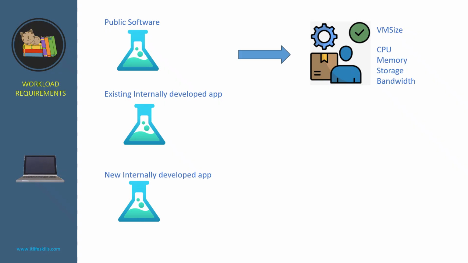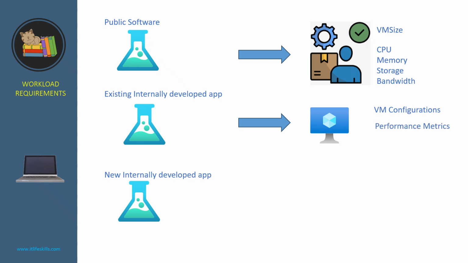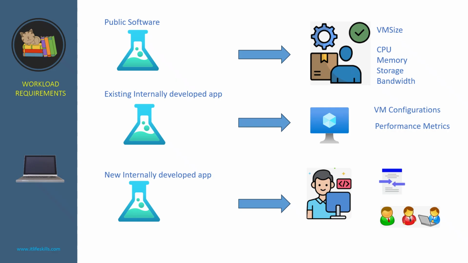If the workload is an existing internally developed application, we can check the current VM running the workload for the VM configurations and the performance metrics to come up with the right VM size. If the workload is a new internally developed application, we can check with the developers for expected CPU, memory, and storage requirements. And we can also ask the expected number of users or transactions to validate that the requested resources are realistic and aligned with the projected load.